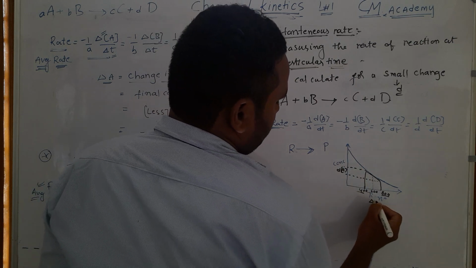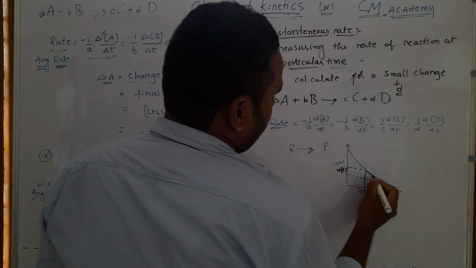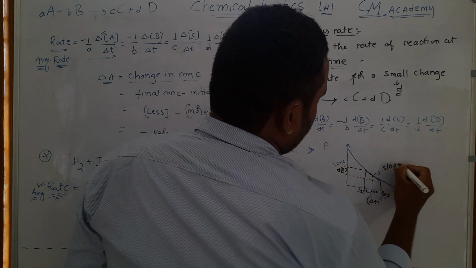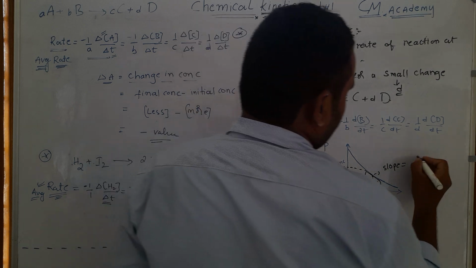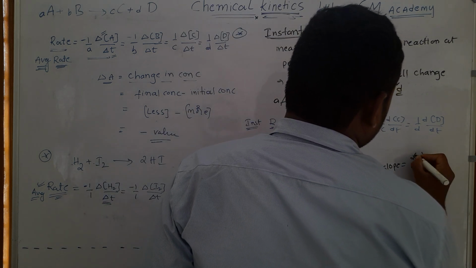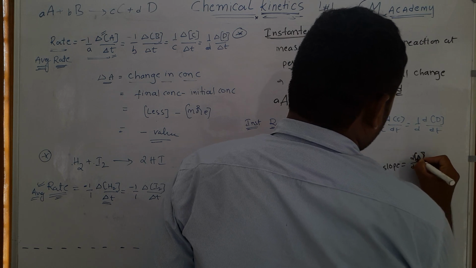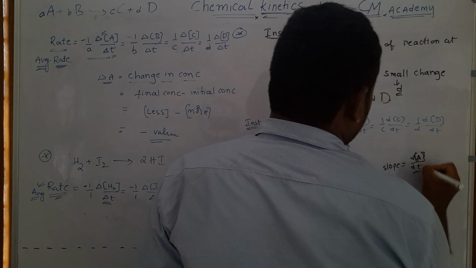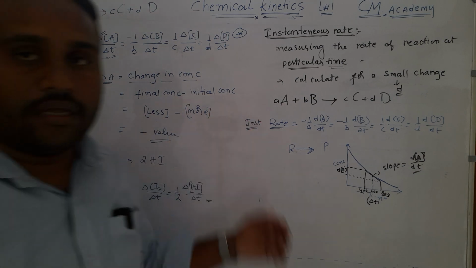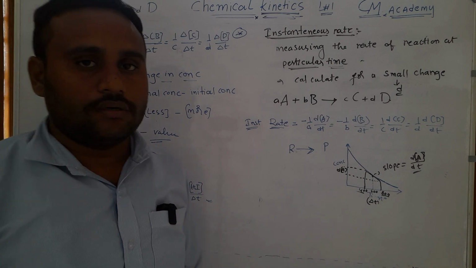This is the small change in the time, and here we'll get the slope. Slope is equal to dA by dt. Change in concentration versus change in time. So this is the average rate and instantaneous rate.